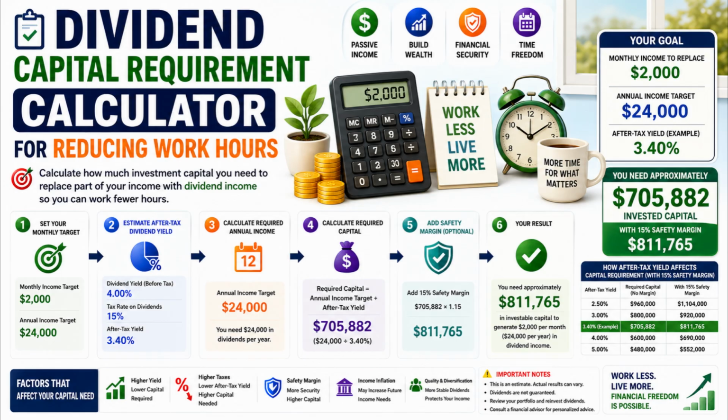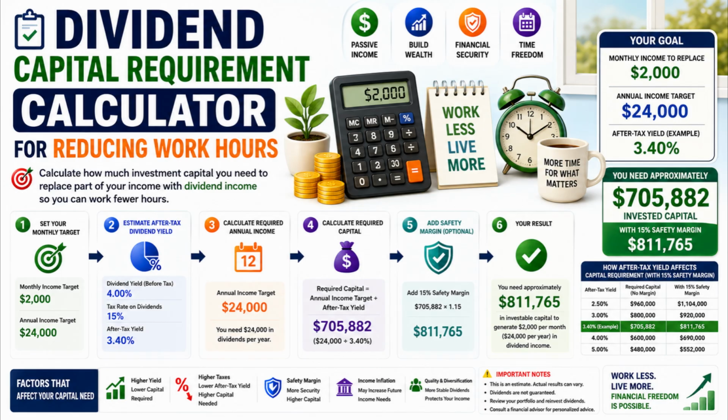Then, calculate the required investment capital. The formula is simple. Required capital equals annual income target divided by after-tax dividend yield. In this case, divide $24,000 by 3.4%. As a result, the estimated required capital is approximately $705,882. This means that, based on the example assumptions, you may need around $705,882 invested to generate $2,000 per month, or $24,000 per year, in after-tax dividend income.